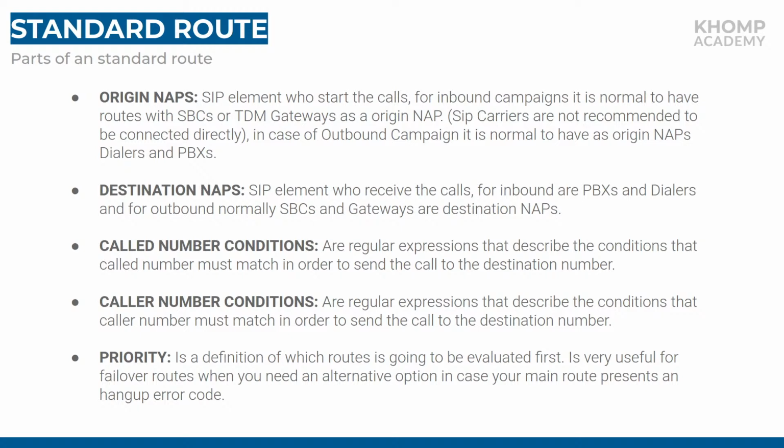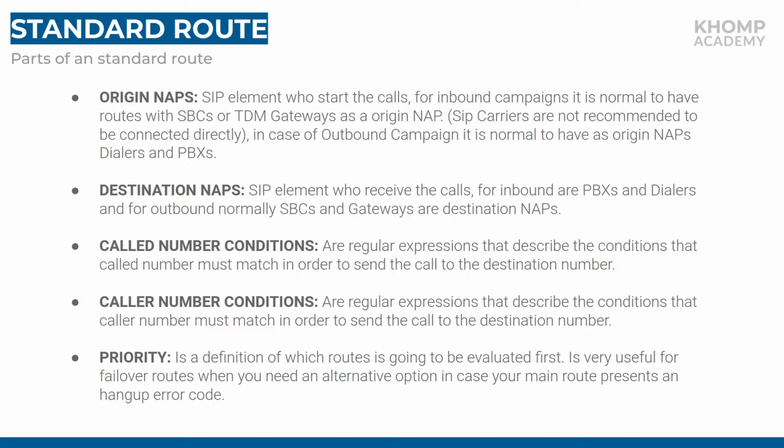So origin NAPs. Here at KHOMP, if you already have a KMG or UNG or a virtual SVC or a flow, you will see that we don't have these inbound routes or outbound routes. For us, everything is a route, and you will define which behavior this route will have. And how do we do that? We have to analyze, okay, where am I receiving the call?